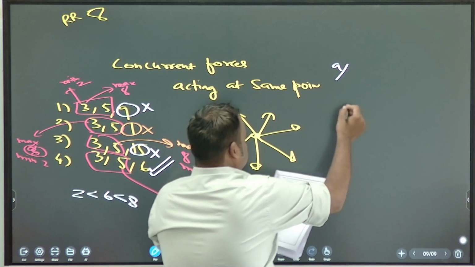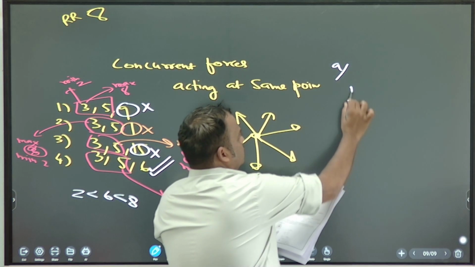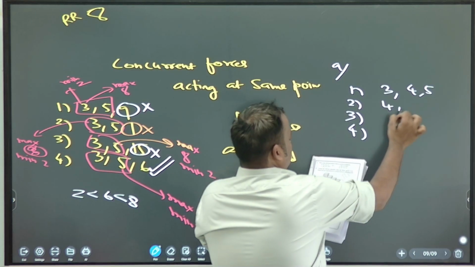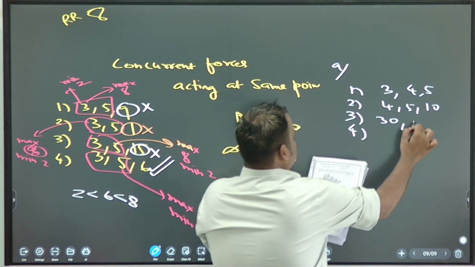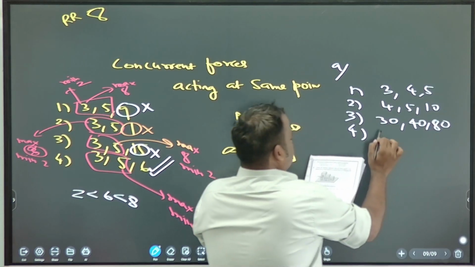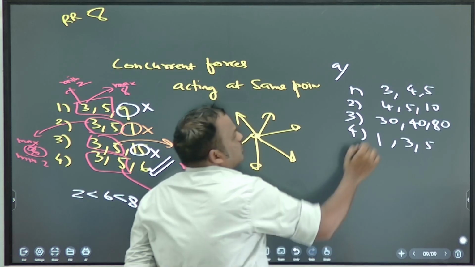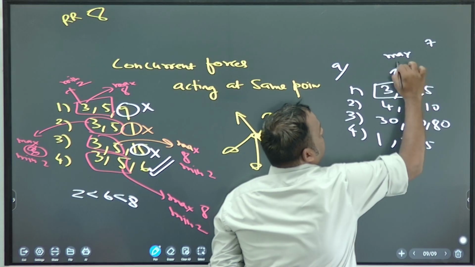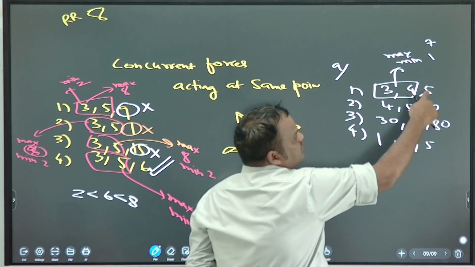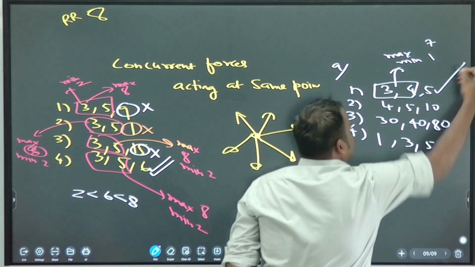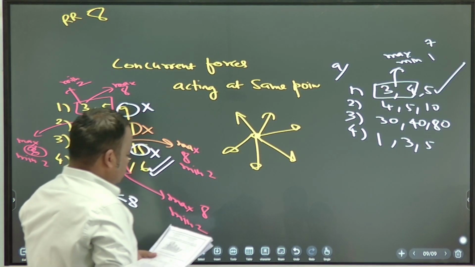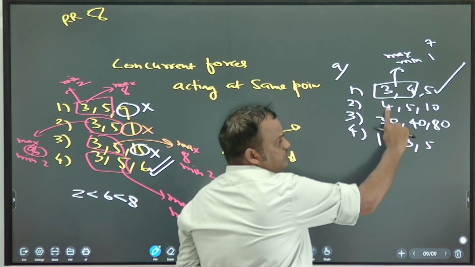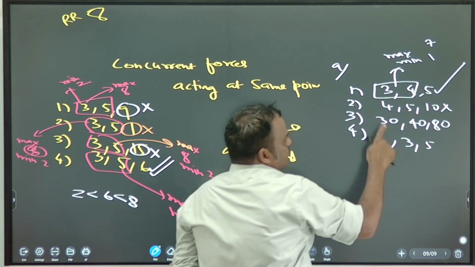Same method for the next question. Options: 3, 4, 5; 4, 5, 10; 30, 40, 80; 1, 3, 5. Now first option, what is the maximum? 7, minimum 1. So 5 is between 1 and 7. So possible. So first is correct. Second, what is the problem? Maximum is 9, so 10 is not possible.